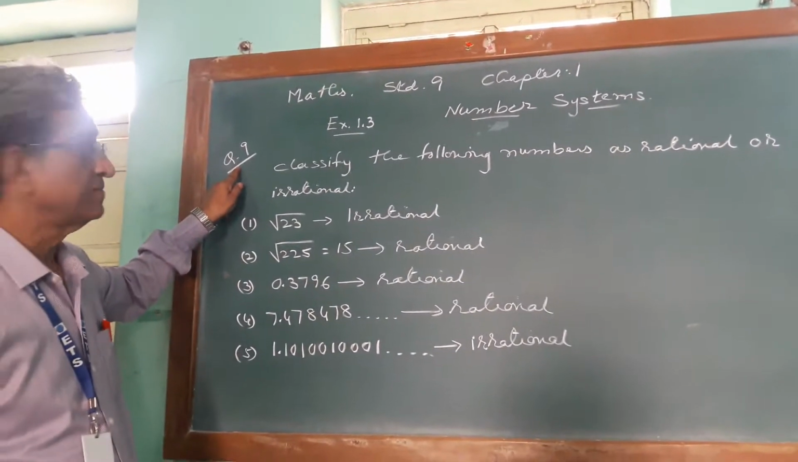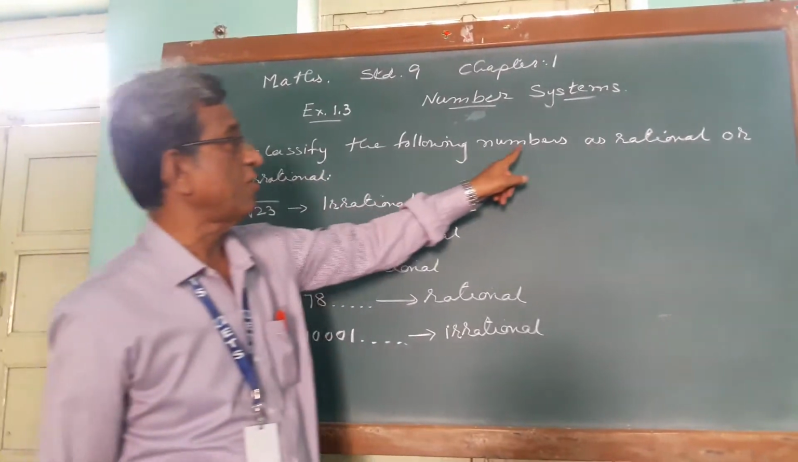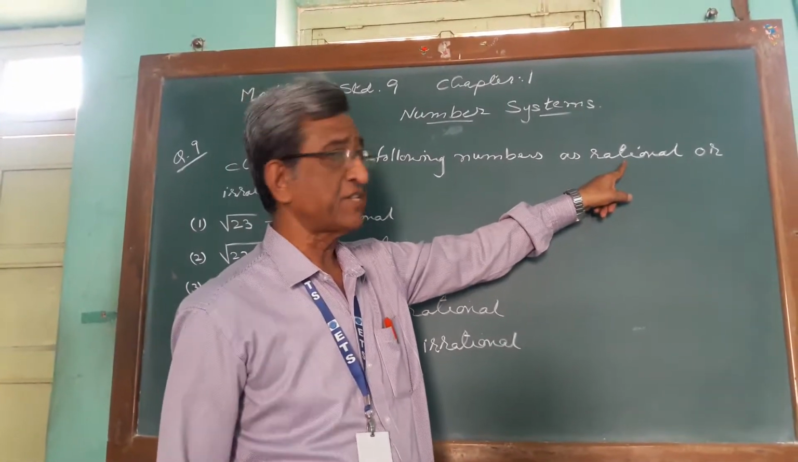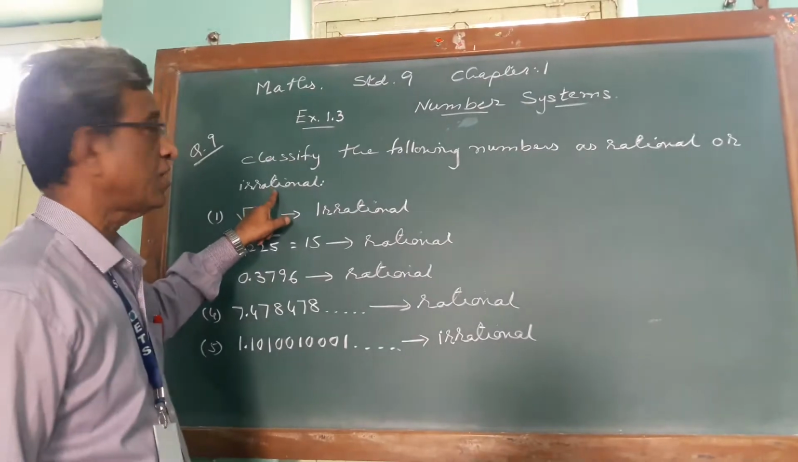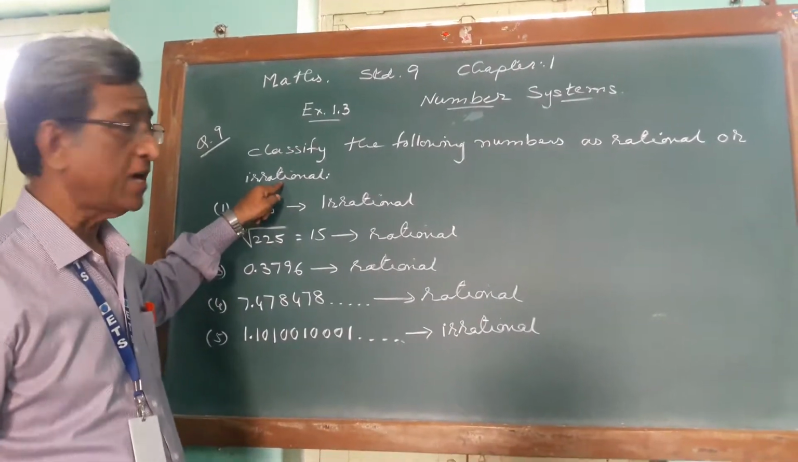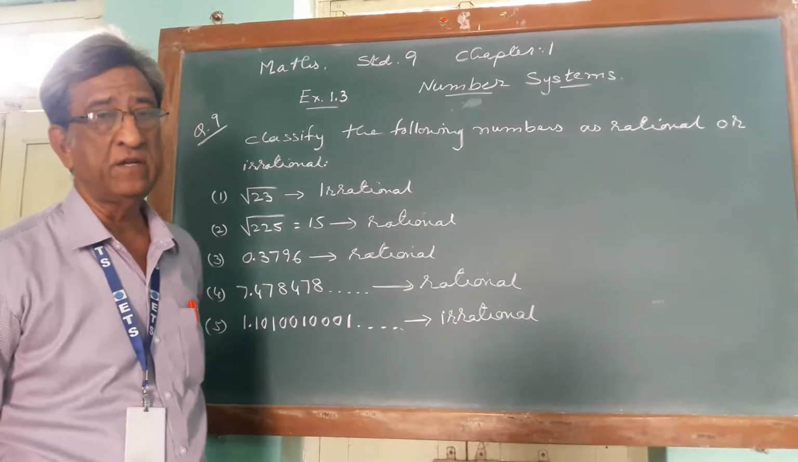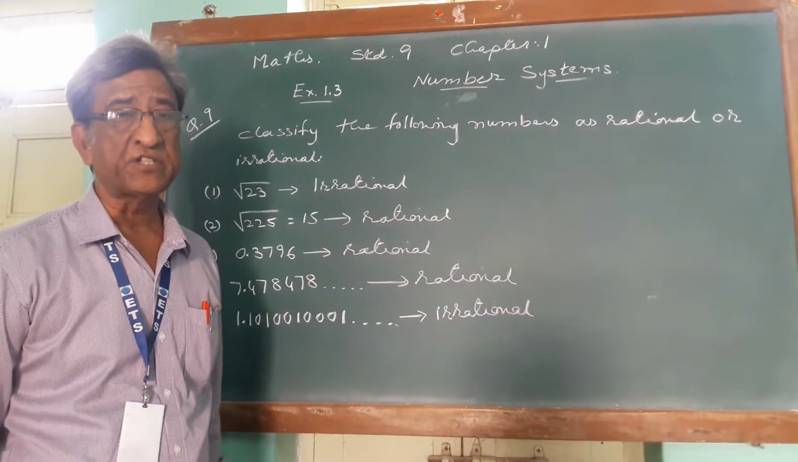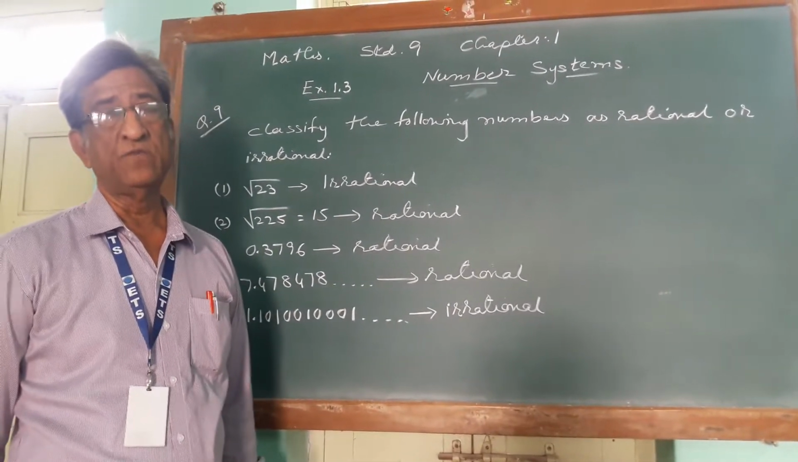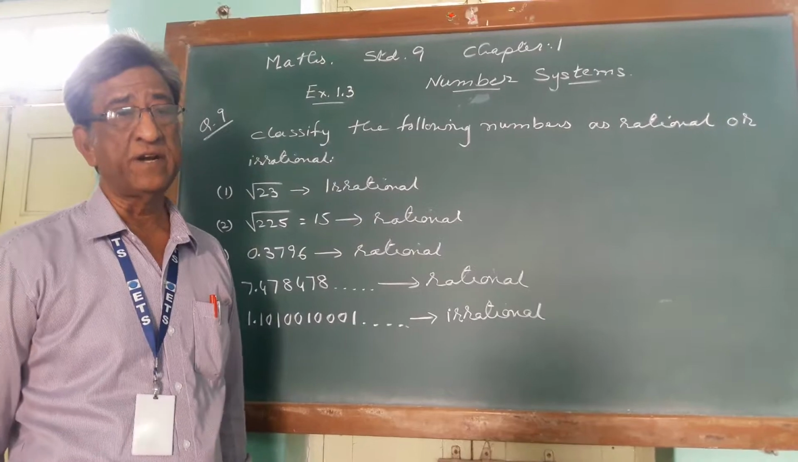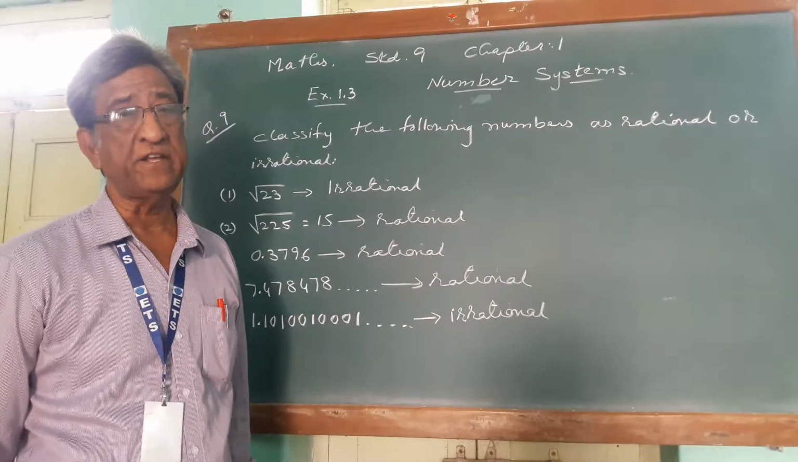Question 9. Classify the following numbers as rational or irrational. Here a few numbers are given. You have to decide whether each is rational or irrational. For that you have to remember the definitions of rational and irrational.